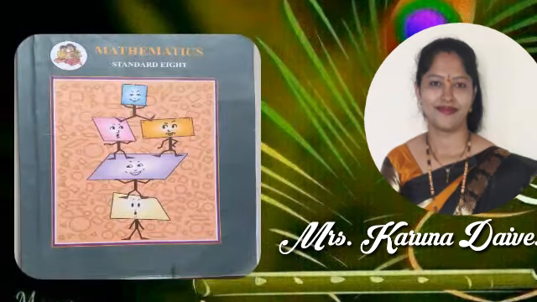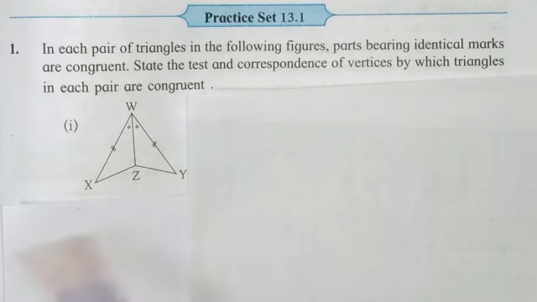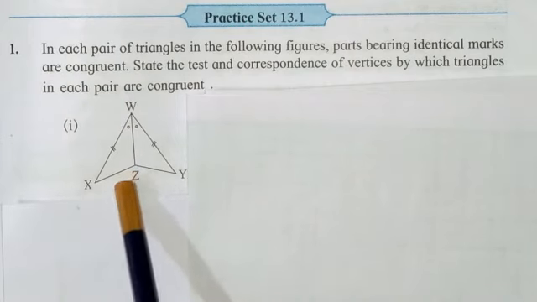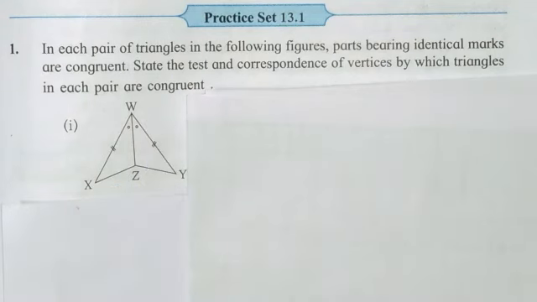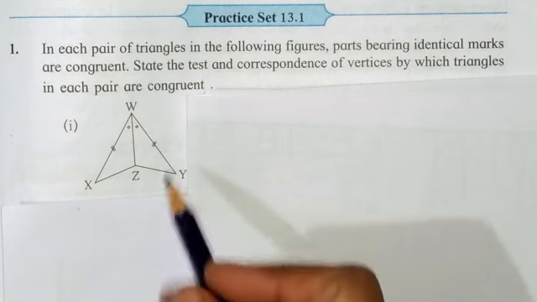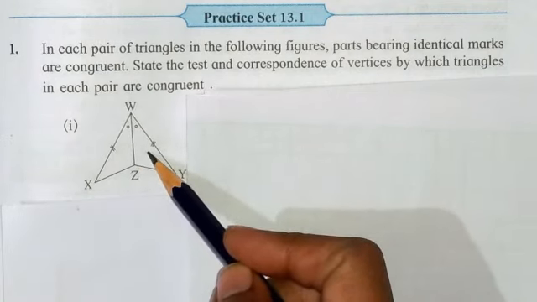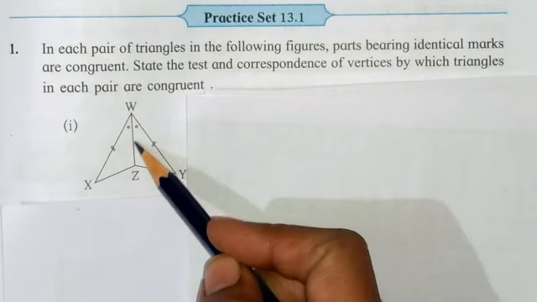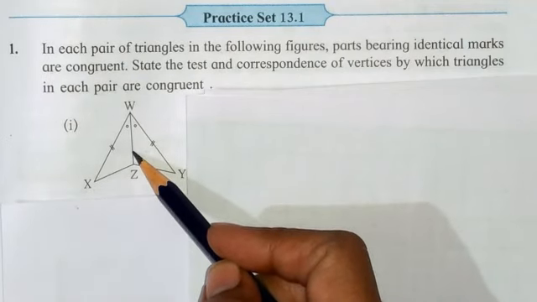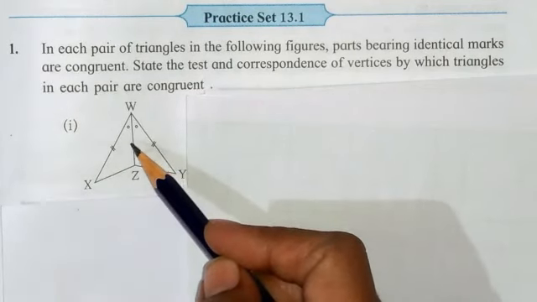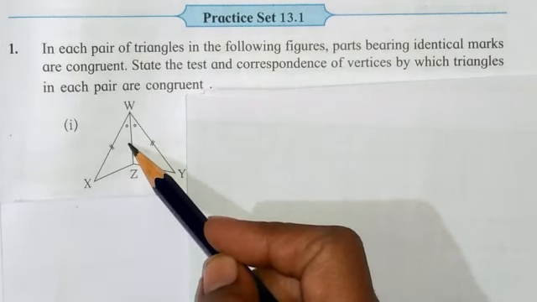Now students, observe this figure. Here the two triangles are adjoined to each other with the center line, or one of the sides, which is called the segment or the side ZW. Here the ZW or WZ side is common to both the triangles. So this is the common side. It means the length of this side is the same in both triangles, so this is already congruent.